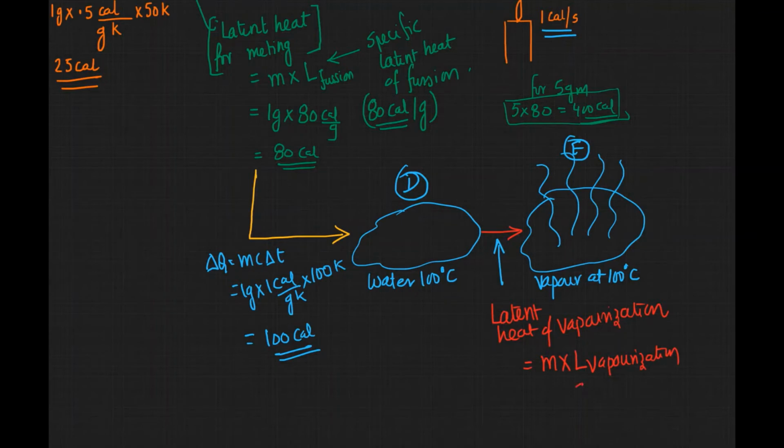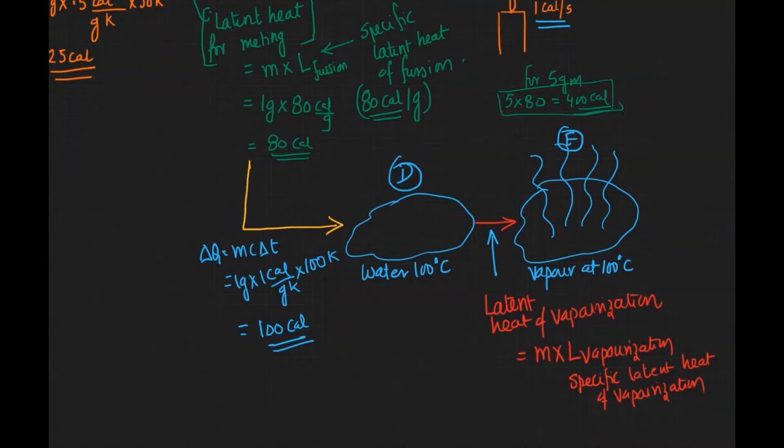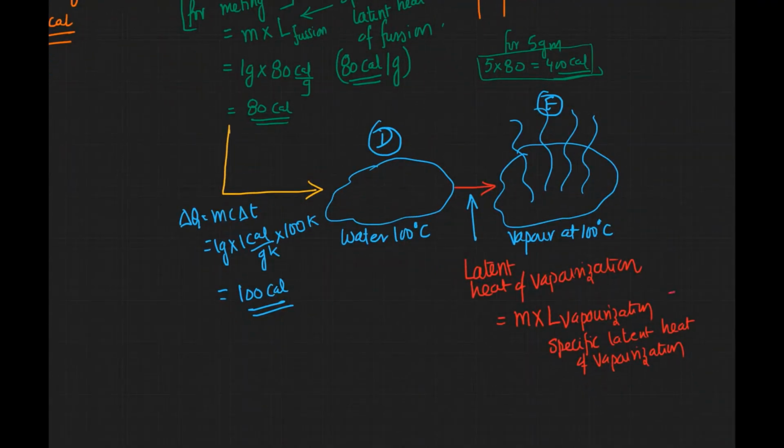This is called specific latent heat of vaporization, and the value for water is 540 calorie per gram. So in this particular case, this is 1 gram into 540 calorie per gram, that is 540 calorie. That's the amount of energy that you need to give.